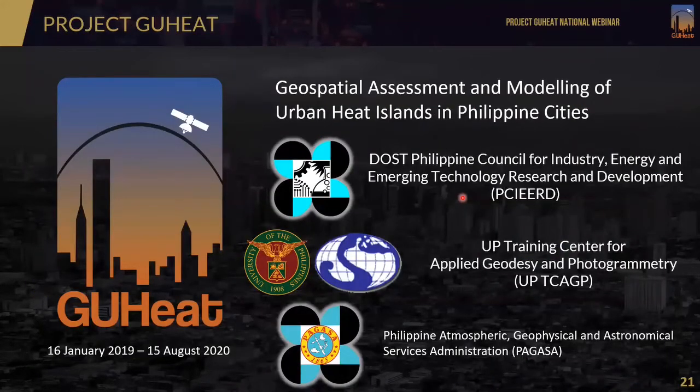The Geospatial Assessment and Modeling of Urban Heat Islands in Philippine Cities was a project approved by the Department of Science and Technology, Philippine Council for Industry, Energy, and Emerging Technology Research and Development, and implemented by the UP Training Center for Applied Geodesy and Photogrammetry, in collaboration also with PAGASA. We started on January 16, 2019, and we are ending on August 15, 2020.